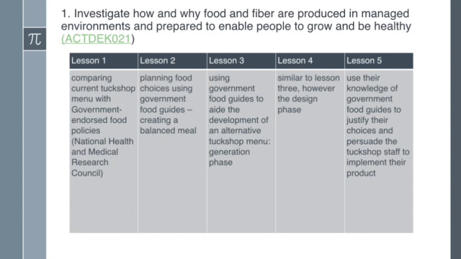In the first one, by comparing the current tuckshop menu with food guides. The second was using the food guides to plan food choices. The third one was using food guides to help generate ideas for alternate products. The fourth lesson was very similar to lesson 3, however it was designing. And lesson 5 was using their knowledge of government food guides to justify their choices and persuade the tuck shops.